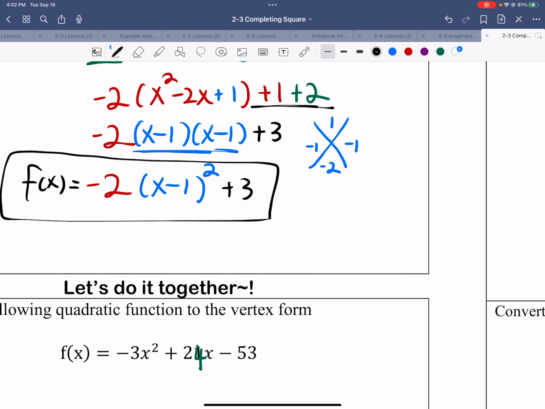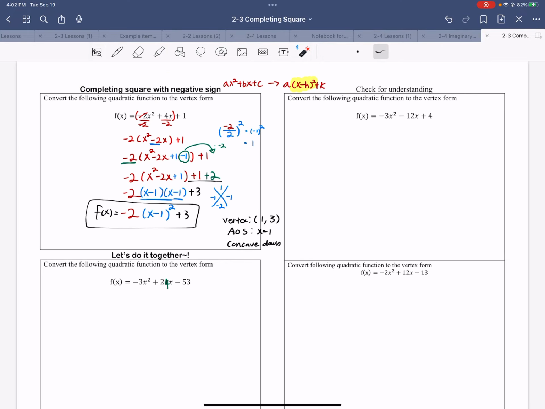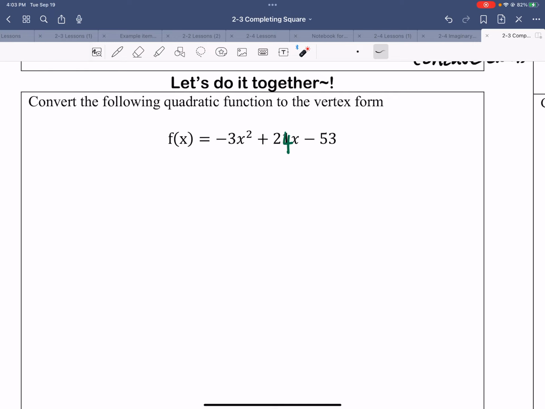All right, so that's the vertex form. And why is it so important? That's because first, you can find the vertex pretty quickly. The vertex is the opposite of this number, which is +1, comma this number, which is +3, because you only flip the sign for the x value. The axis of symmetry is x equals 1, and the concavity is concave down. Why is it concave down? Because this is negative. I believe you can do the rest of the questions by yourself, but let's go over one more question.